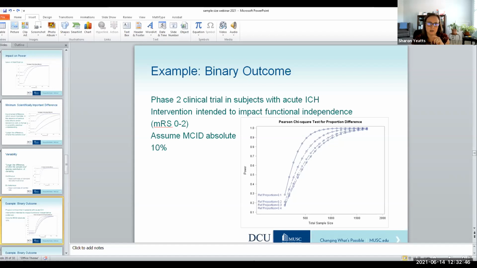The reason I bring that up again is that that region is the worst case scenario. So if you're developing a clinical trial with a binary outcome and you say, I have no idea what it's going to be, again, that region will give you the worst case sample size.